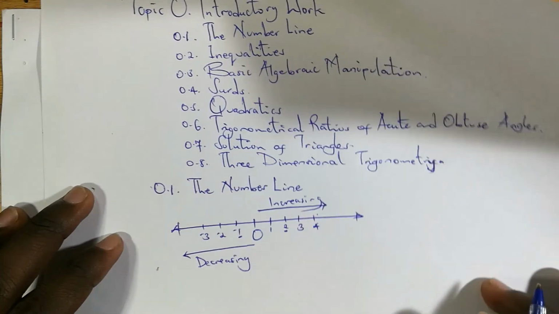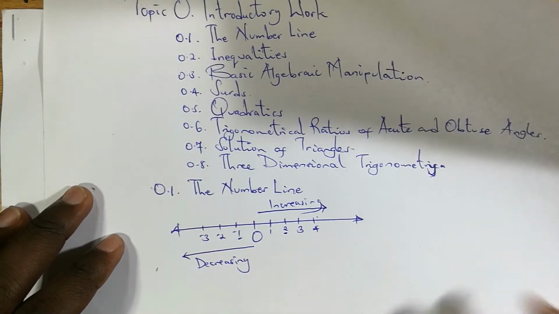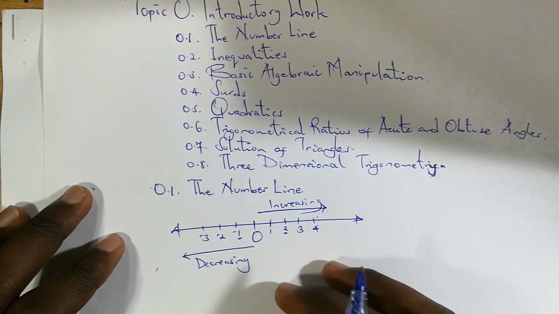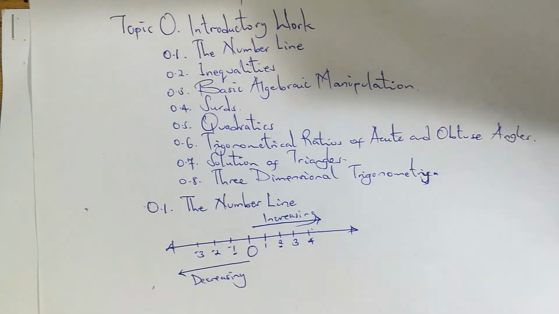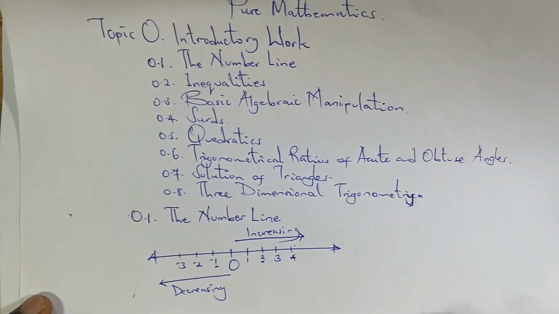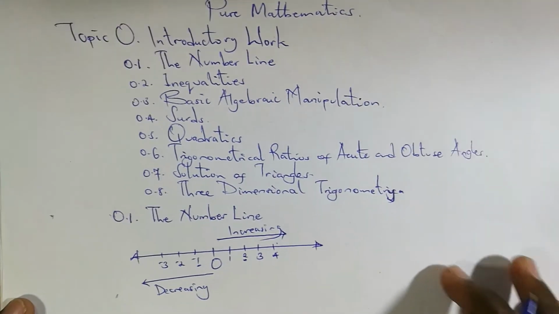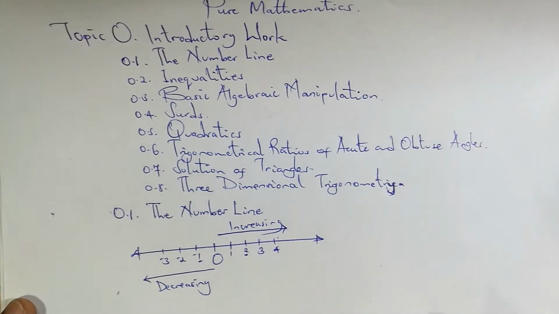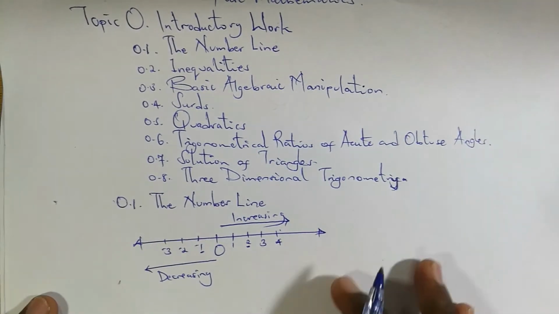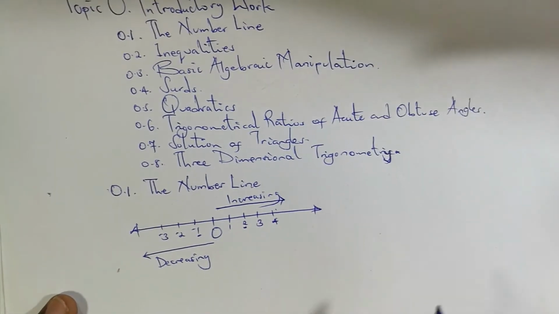Now we're going to be looking at what makes this number line complete. We will be looking at the different numbers that are found in this number line that make it complete to be used for future use as we introduce it today.